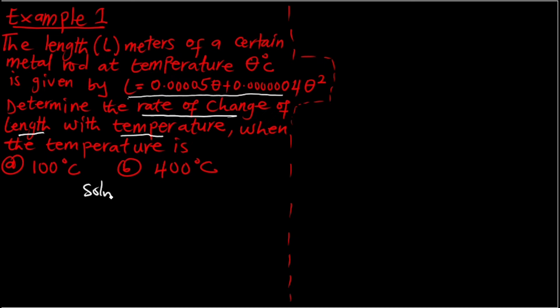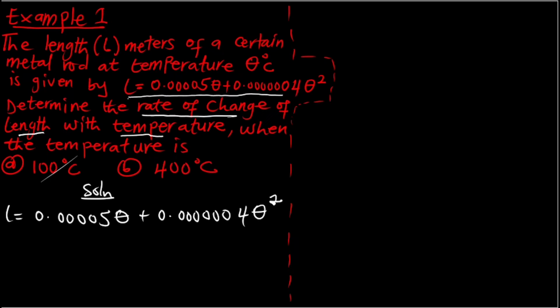So let's look at how we will do it. From the question, I have my length formula L, which is 0.5 theta, which represents the temperature, plus 4 theta squared. Are we good? So this is the length.